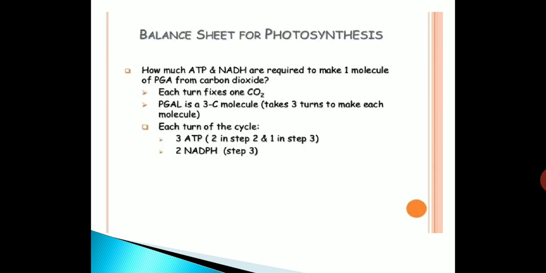Balance sheet for photosynthesis. How much ATP and NADPH are required to make one molecule of PGAL from carbon dioxide? The answer is each turn fixes 1 CO2. PGAL is a 3 carbon molecule, so it takes 3 turns to make each molecule. Each turn of the cycle gives 3 ATP in 2 steps, and 2 NADPH in step 3.